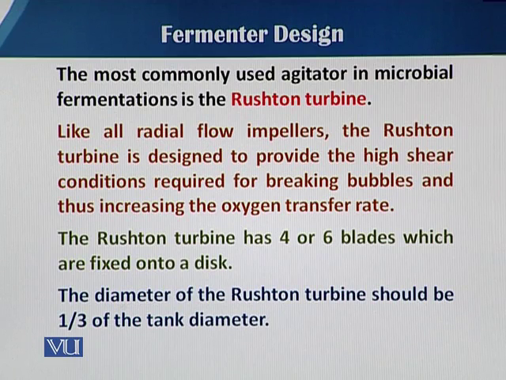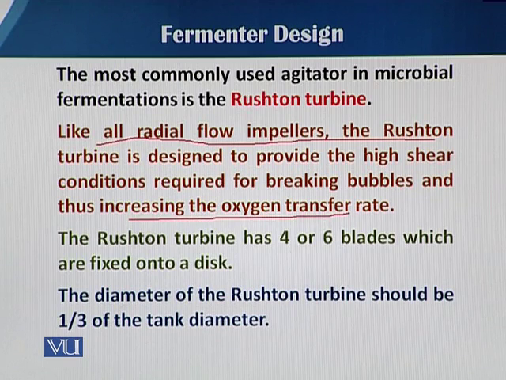As we have already discussed in our previous module, radial flow impellers are mostly used when we need a high shear effect, when there is a need for more rupturing of the air bubbles, and that is mostly in the case of bacterial fermentations. But in Rushton turbine impellers, the number of blades can be varied, from 4 to 6. Some Rushton turbine impellers have 4 blades and some have 6 blades.